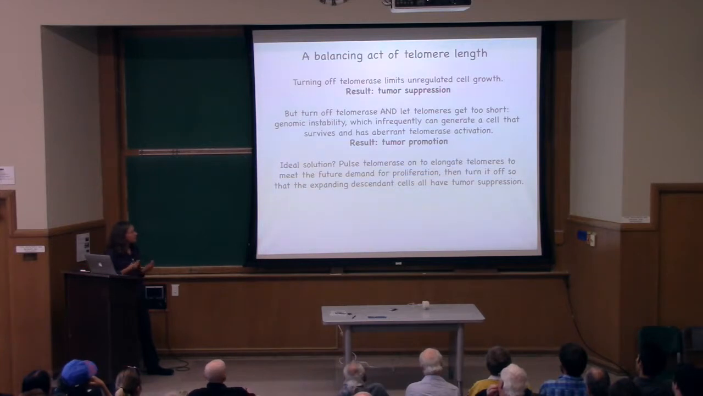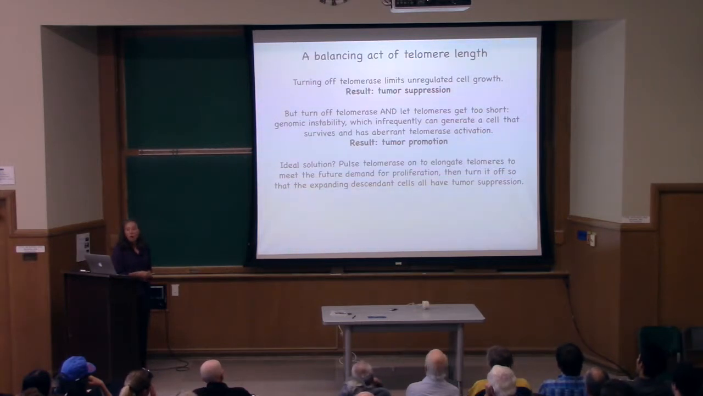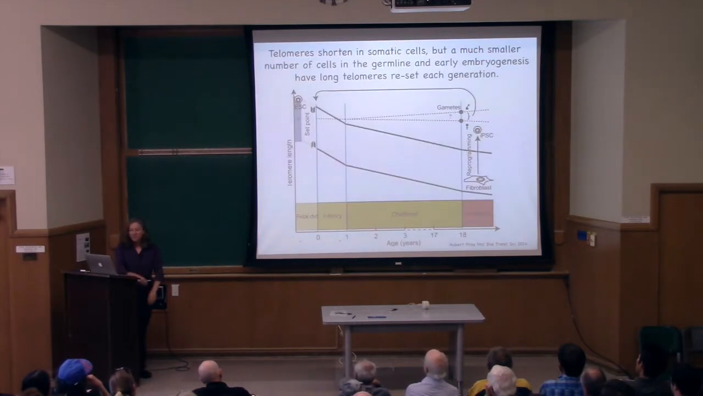So what would an ideal solution be, if you think about this for a minute? The ideal solution: you don't have to be telomerase positive. You don't have to have active telomerase to keep growing. You just need long telomeres. So the ideal solution, you might imagine, would be to pulse telomerase on to elongate telomeres, and then turn it off. If you elongate telomeres to be able to meet the future demand for proliferation of that cell, and then turn it off, you get all expanding descendant cells, and all of them are more resistant to cancer. And lo and behold, that is what human development does.